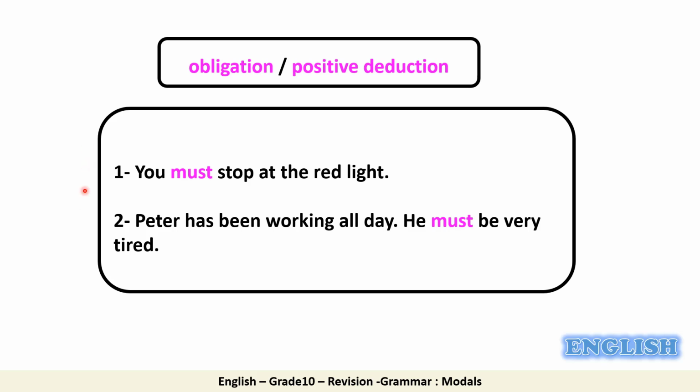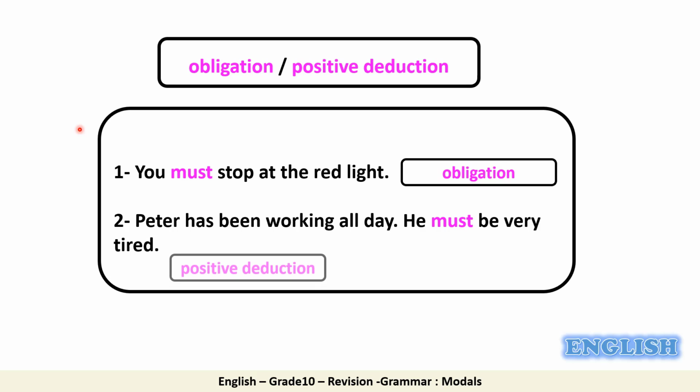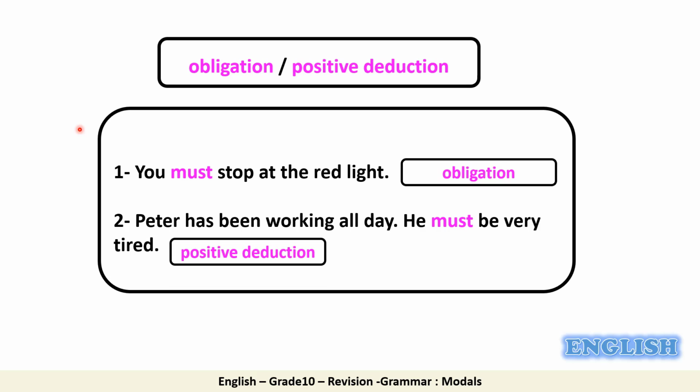Now have a look at this pair of sentences. You must stop at the red light. 2. Peter has been working all day. He must be very tired. In which sentence does must express obligation and in which one it expresses positive deduction? Pause the video and think. Ready to answer? Excellent. In the first one, it expresses obligation, while in the second, it expresses positive deduction.